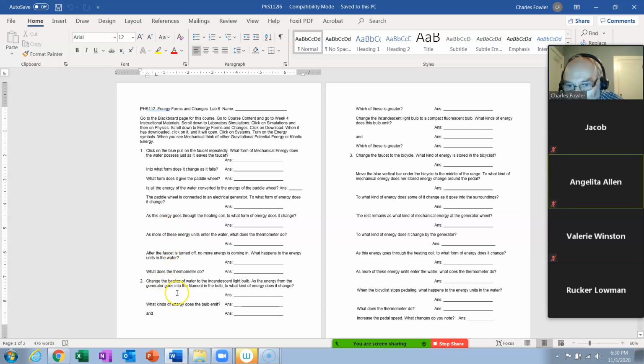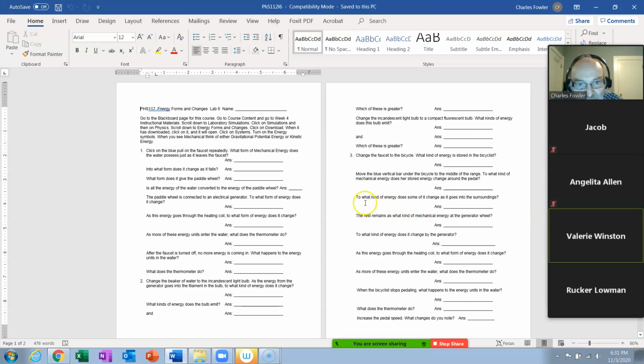Okay, change the beaker of water to incandescent light bulb. We did that one. Yes. Then we changed the faucet to the bicycle, and we did that one. Yes. Did we get all that done? No. Okay, where are we? Right there. Go up one more with your cursor, right here. Right. The rest remains as what kind of mechanical energy at the generator wheel.